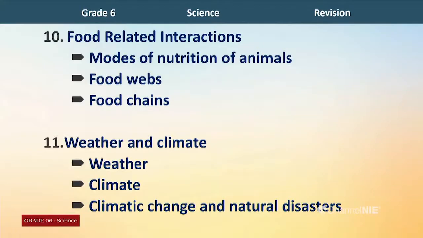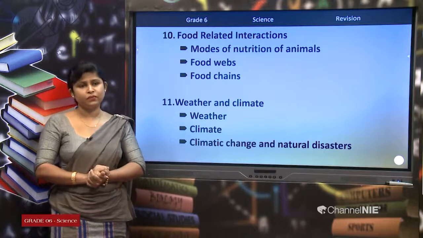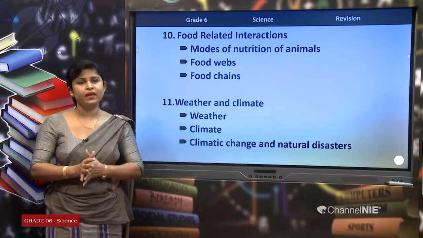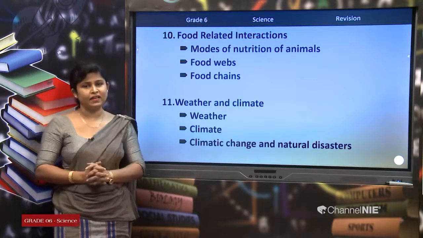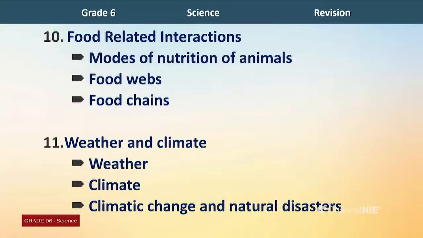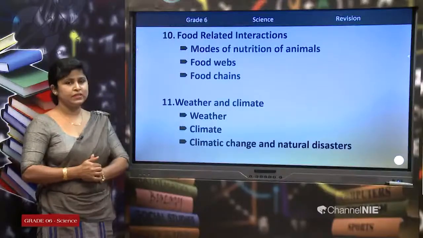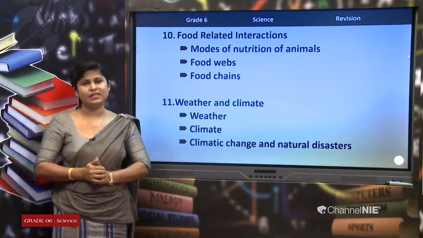In Unit 10, we discuss food related interactions. What are the interactions based on food? You know, the plants produce food and the animals depend on the food produced by the plants directly or indirectly. Then the modes of nutrition of animals. Different types of food taken by the animals. Some animals are herbivorous, some animals are carnivorous, and some animals are omnivorous. Then food webs. Several interconnected food chains are known as a food web. We have already discussed all these things.